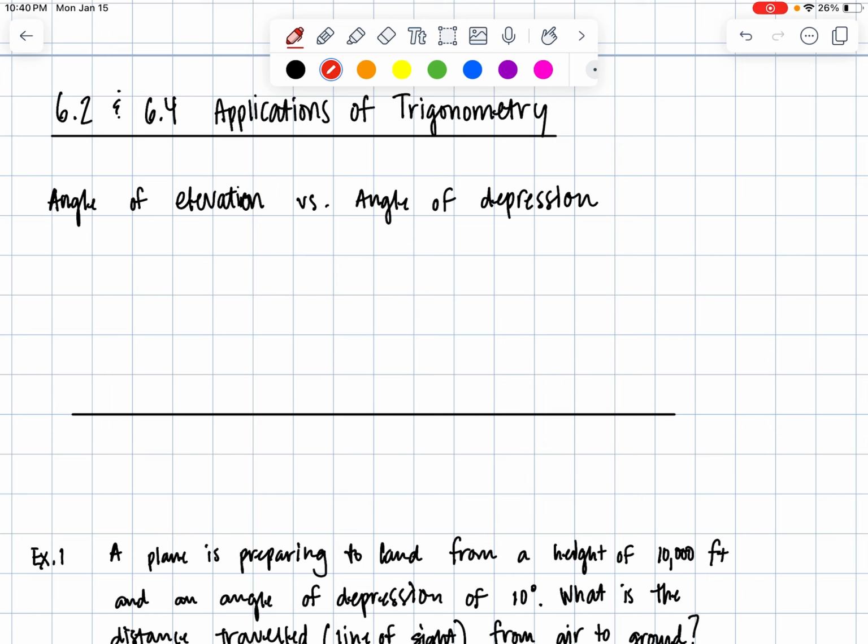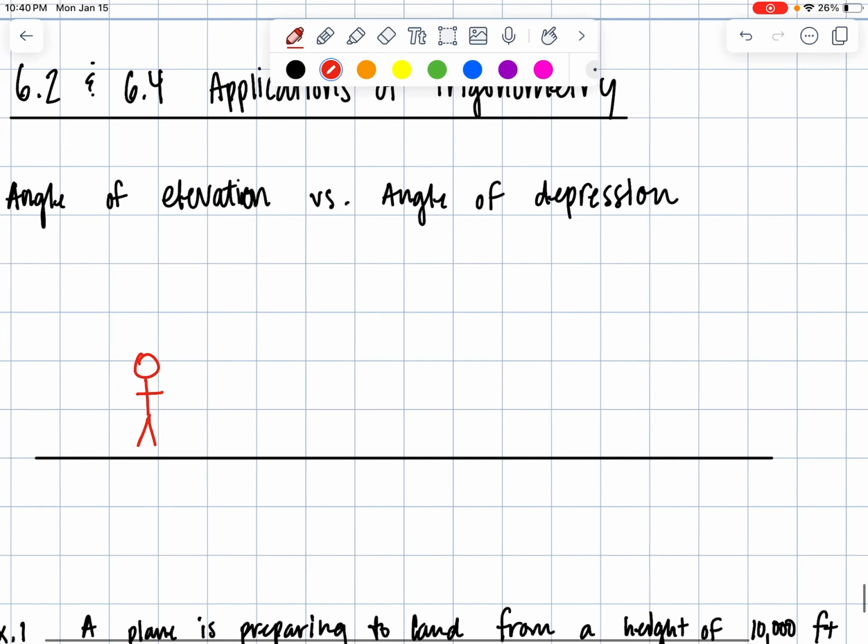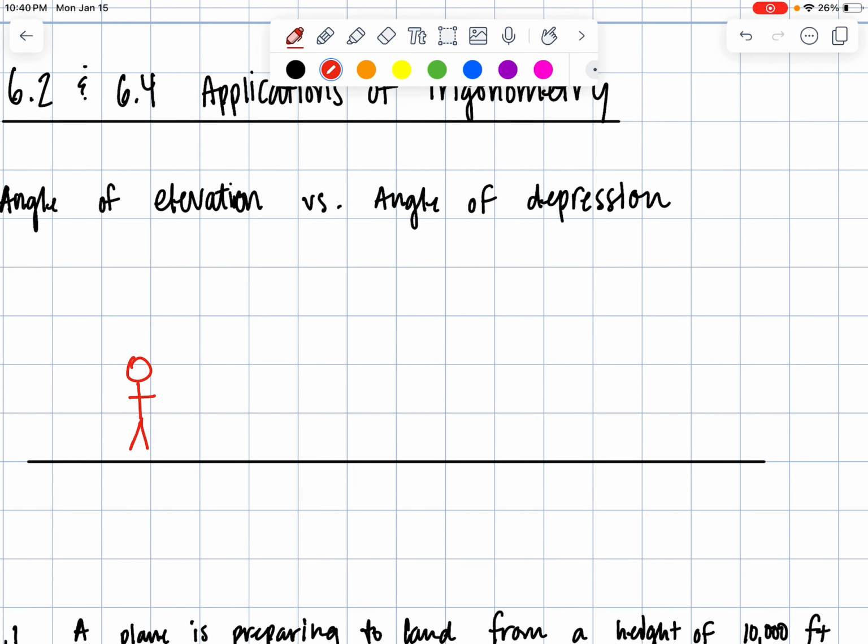Now, angle of elevation versus angle of depression are two very similar but slightly different things. Imagine, if you will, let's draw you, you are standing across the room from, let's say, Shaquille O'Neal. Shaquille O'Neal is probably a lot taller than you.